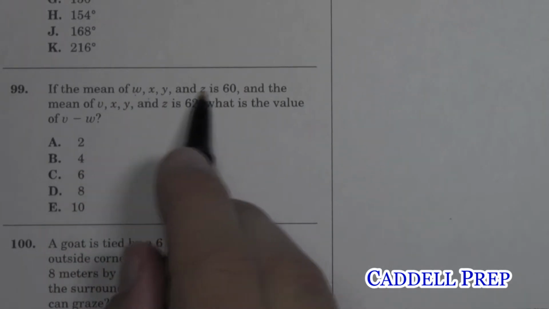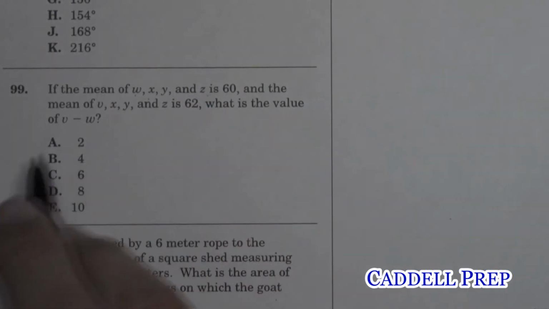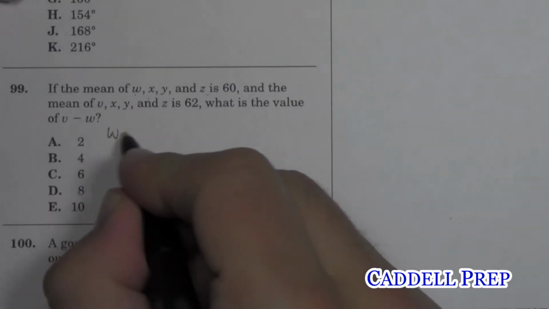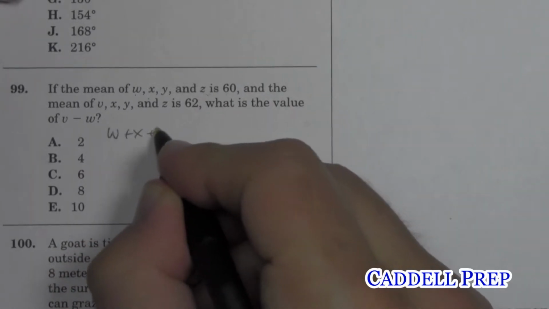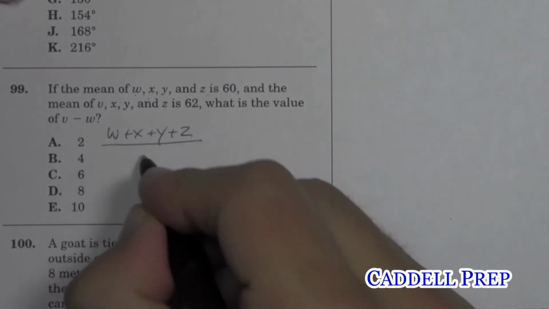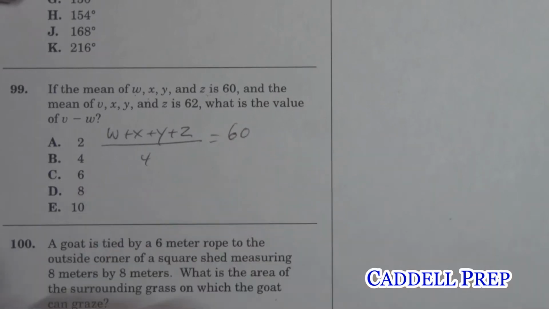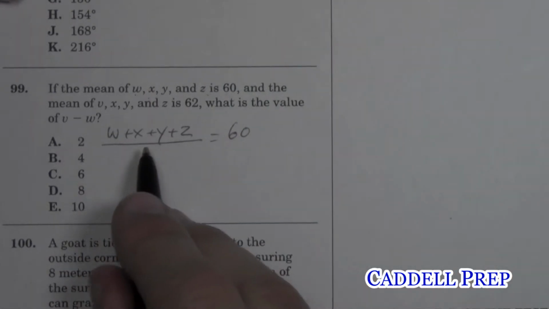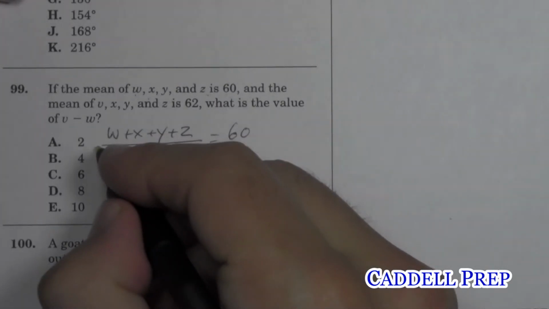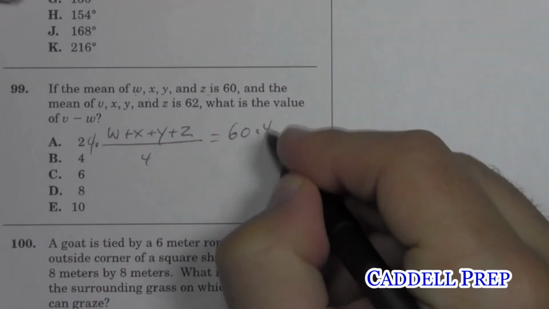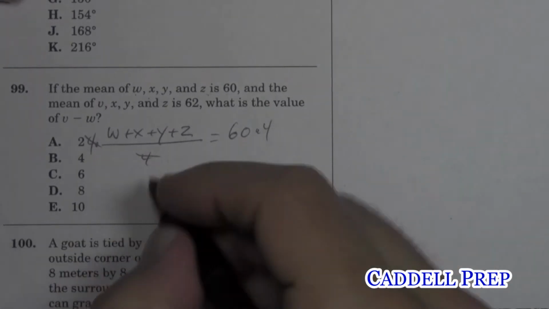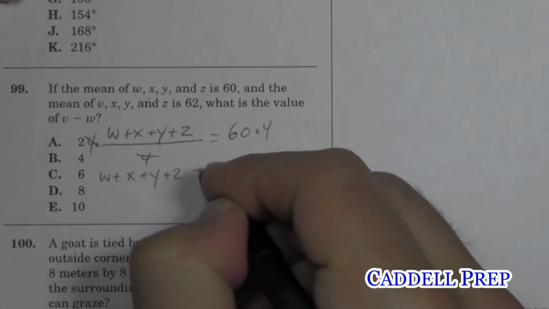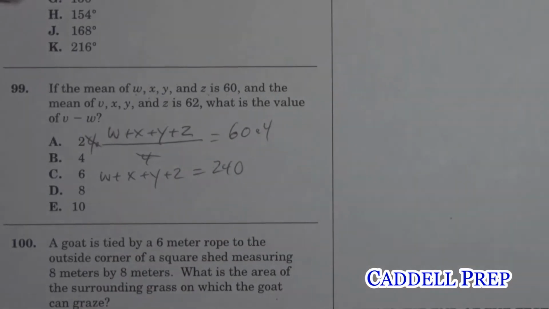We could find the sum of these four numbers and the sum of these four numbers. Very simply, if the average is 60, that means that w plus x plus y plus z divided by 4 is 60. So we could find out what w plus x plus y plus z is by multiplying both sides by 4. Those 4's cancel, and we get that w plus x plus y plus z equals 240.